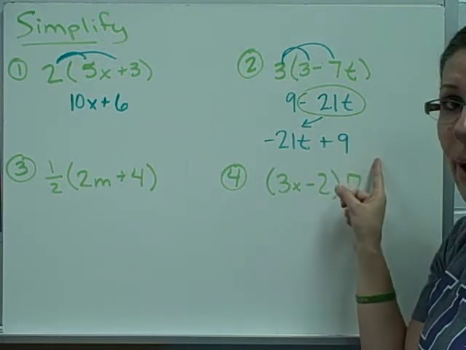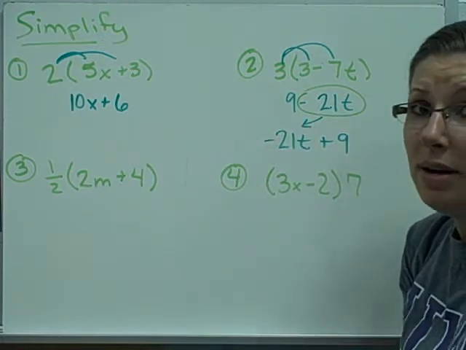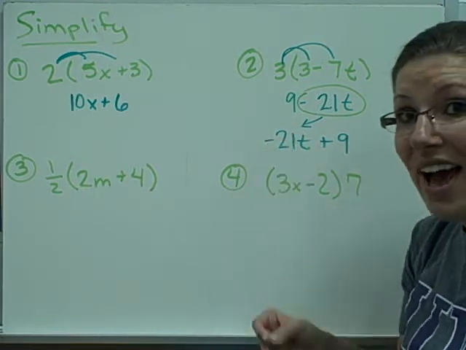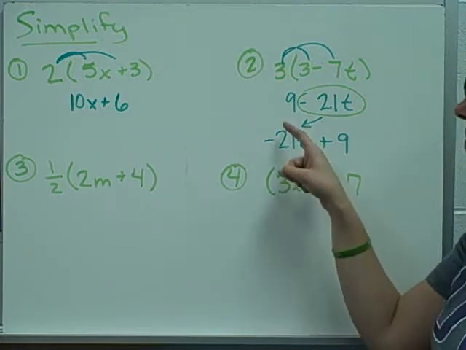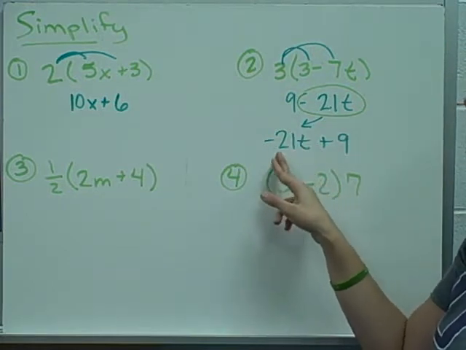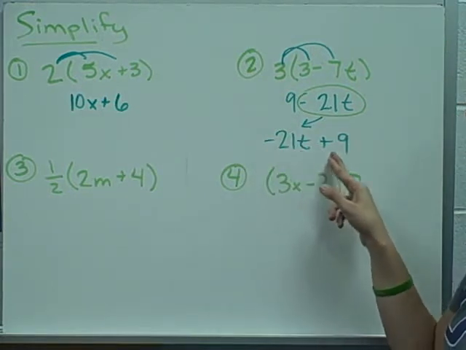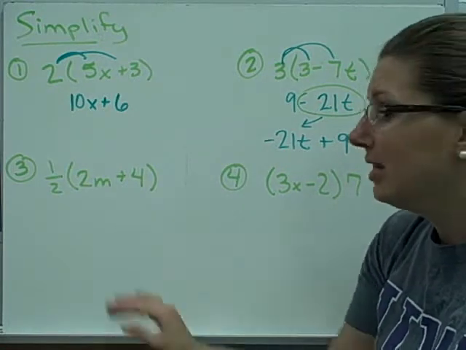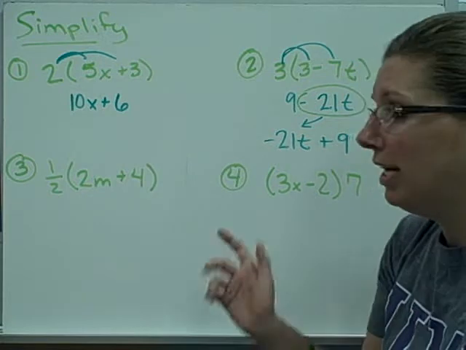And I write plus 9. I'm moving this 9 to the back. The 9 is automatically positive. I know it's automatically positive because it does not have a negative sign. So my final answer is negative 21t plus 9. In this example, I think you can do this example. Try it out on your paper while I do it on the board.